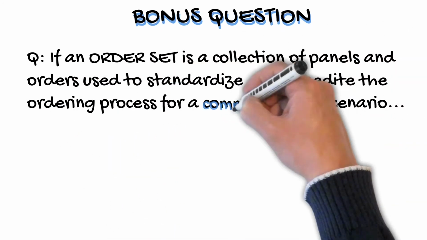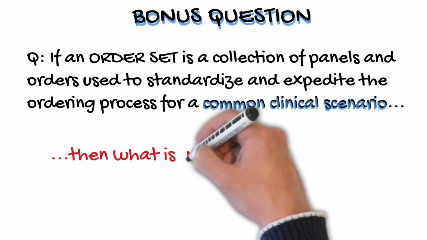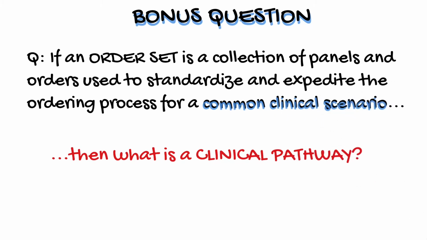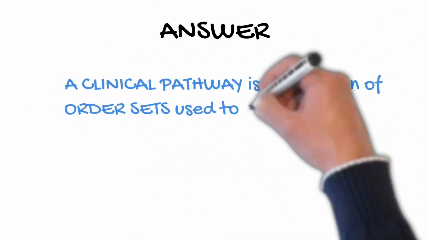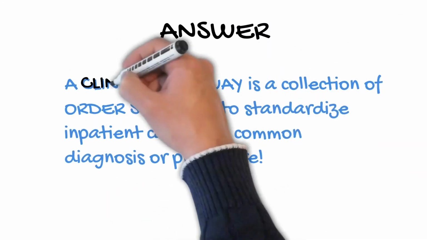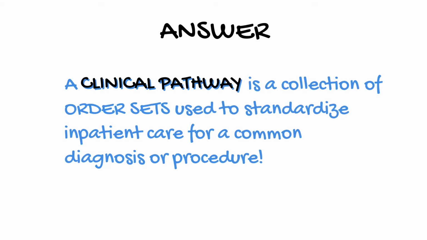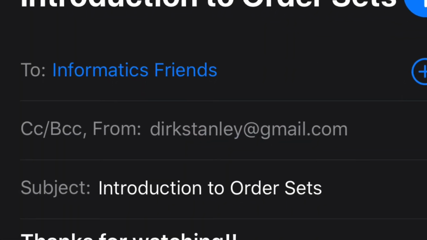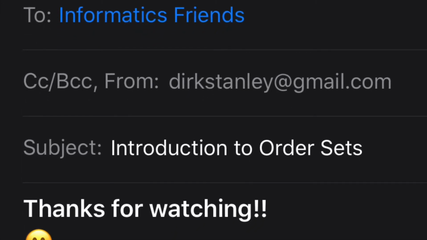All right, bonus question. If an order set is a collection of panels and orders used to standardize and expedite the ordering process for a common clinical scenario, then what is a clinical pathway? Well, the answer, a clinical pathway is a collection of order sets used to standardize inpatient care for a common diagnosis or a procedure. All right, thank you very much, and stay tuned for our next video.